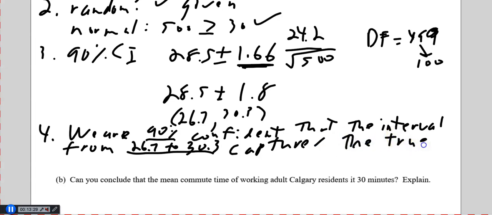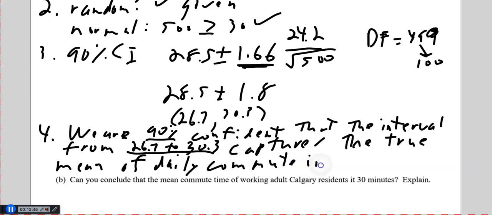And this we just copied from our funky U at the beginning of daily commute in minutes. Again, if you want to be more specific and say in minutes of working adults in Calgary, Canada, whatever, but that's good enough. You're just getting the general gist.